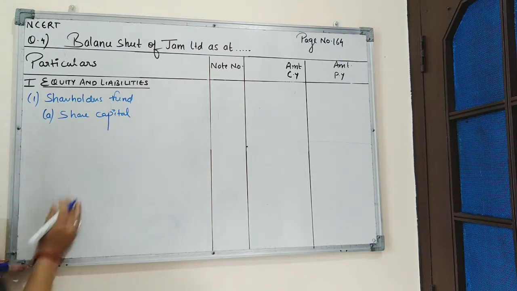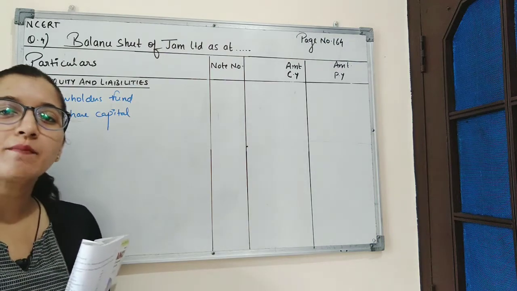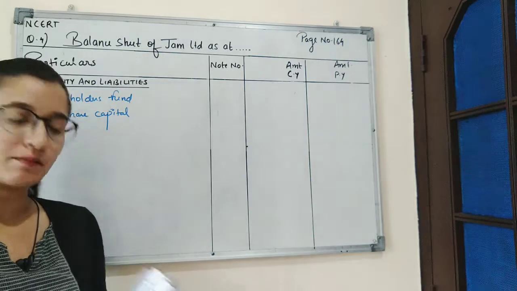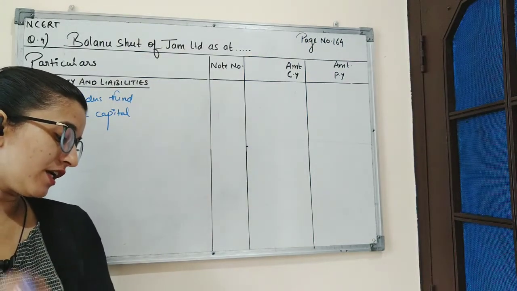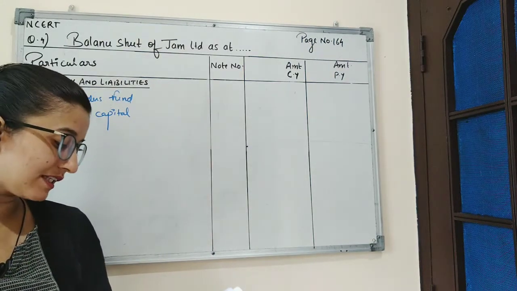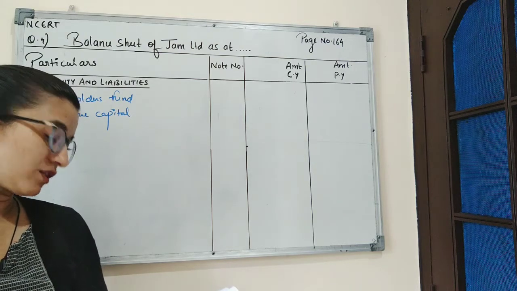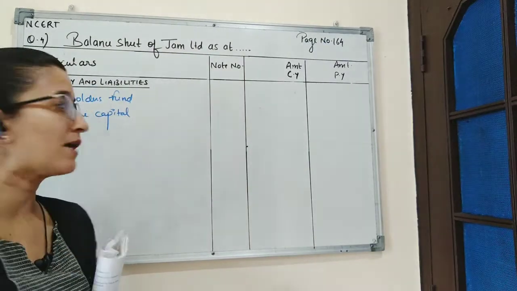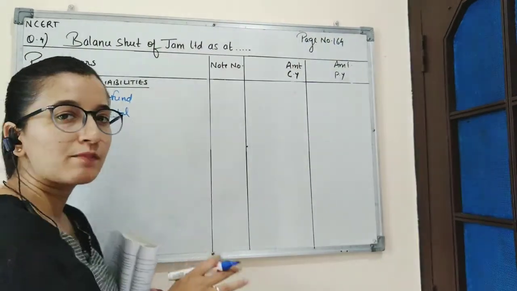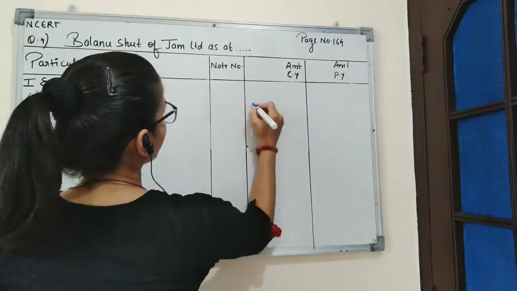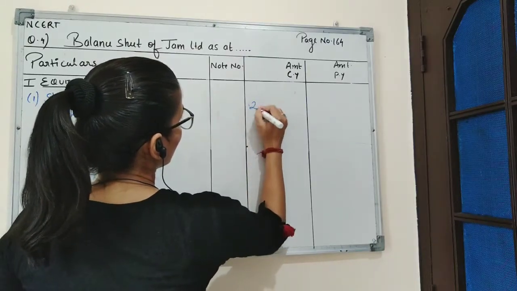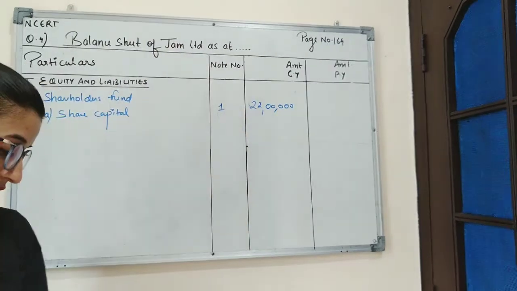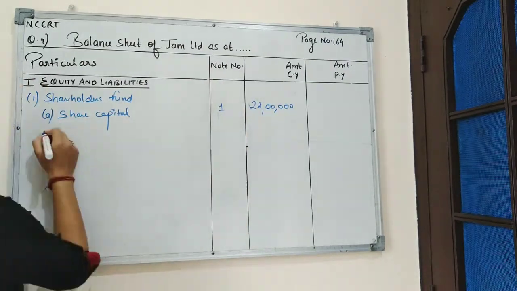share capital. As we know, share capital consists of two things, which is equity share capital and preference share capital. So it is given in the question, equity share capital amounting to 16 lakh and preference share capital amounting to 6 lakh. So here we'll add both the equity and preference share capital. Now by adding both the capital, we get the amount rupees 22 lakhs.